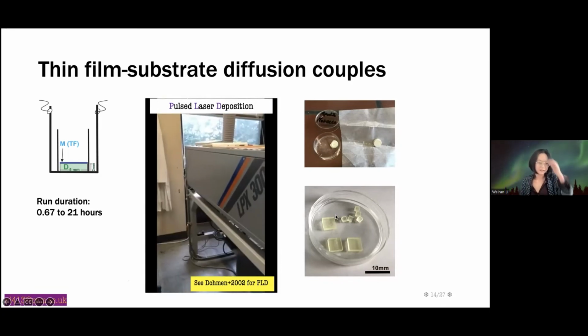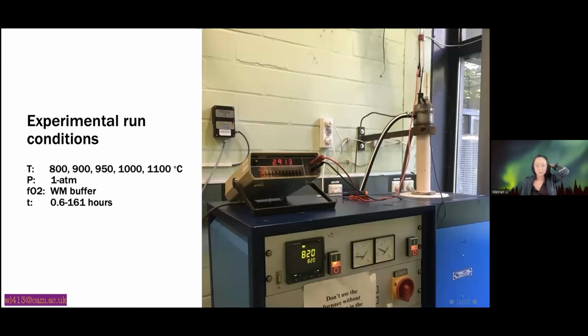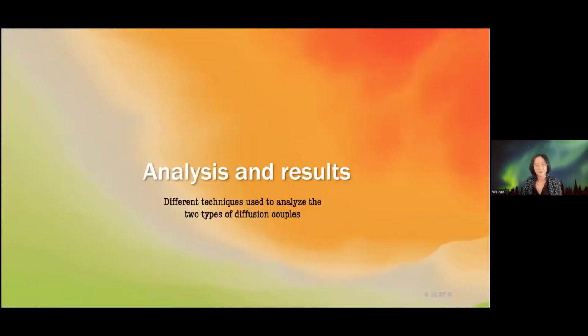So that's the technique. Then we put both types of diffusion couples in the vertical furnace, as shown here. We heated them up at magmatic temperature for a series of durations from 0.6 to 161 hours. After that, we took the samples out and analyzed them to extract the diffusivity.